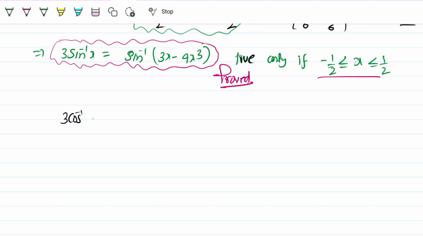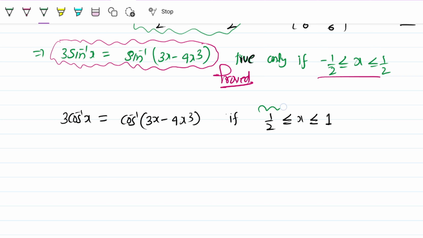3 cos inverse x equals cos inverse (3x minus 4x cube). This is true only if x is greater than or equal to 1/2 and less than or equal to 1. We can also prove this by simple logic.